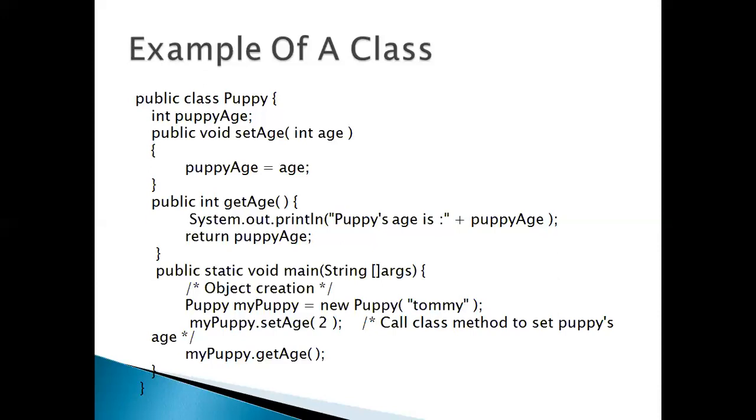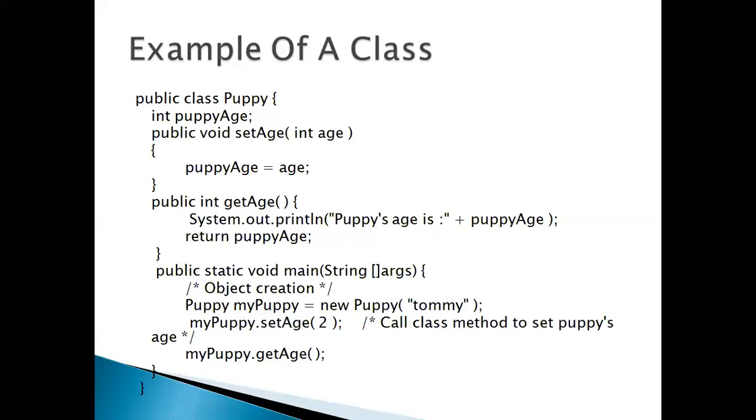Now public static void main, this is our main function. Here we create the object. So Puppy myPuppy. So class name followed by name of the object is equal to new Puppy. This is the basic template for creation of the object. Now myPuppy.setAge. So we are calling the method setAge and passing the value 2. And then we are calling the method getAge.